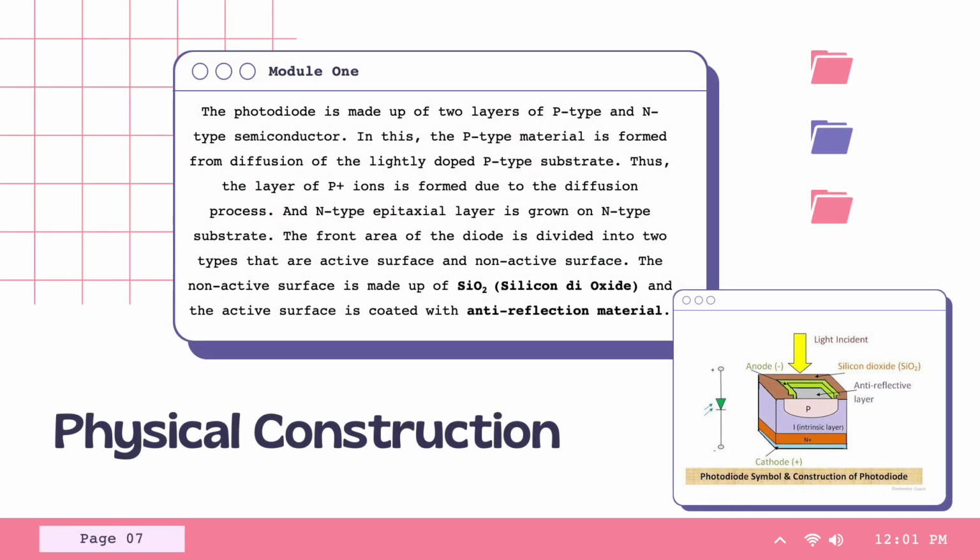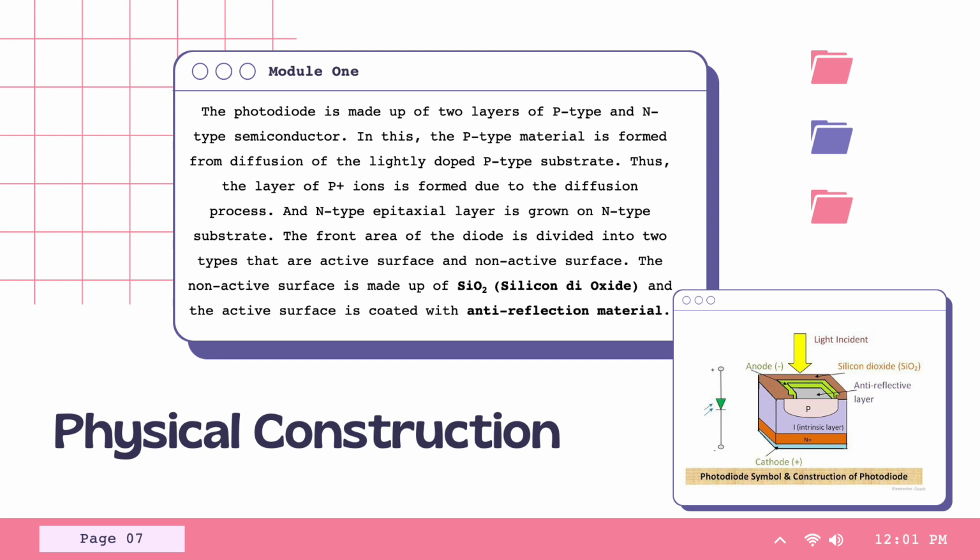For the physical construction, the photodiode is made up of layers of P-type and N-type semiconductor. In this, the P-type material is formed from diffusion of the lightly doped P-type substrate. Thus, the layer of positive ions is formed due to the diffusion process, and the N-type epitaxial layer is grown on the N-type substrate. The P plus diffusion layer is developed on the N-type heavily doped epitaxial layer. The contacts are made of metal to form two terminals, cathode and anode.